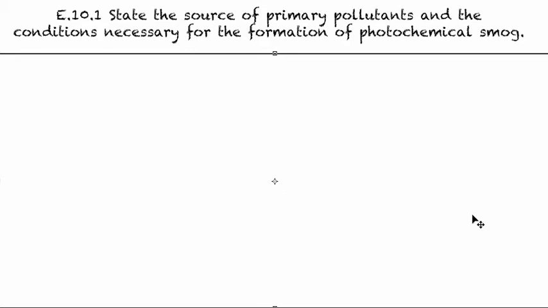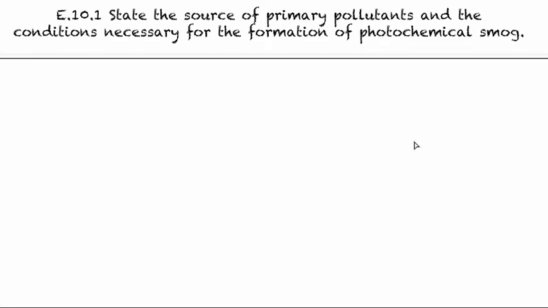In E.10.1, we're going to state the sources of primary pollutants and the conditions necessary for the formation of photochemical smog. So what is photochemical smog? Well, that's the smog that's created in the presence of sunlight. And it's generally the brownish colored smog that you would get on a really sunny, dry day in some cities around the world that are sort of in valleys.